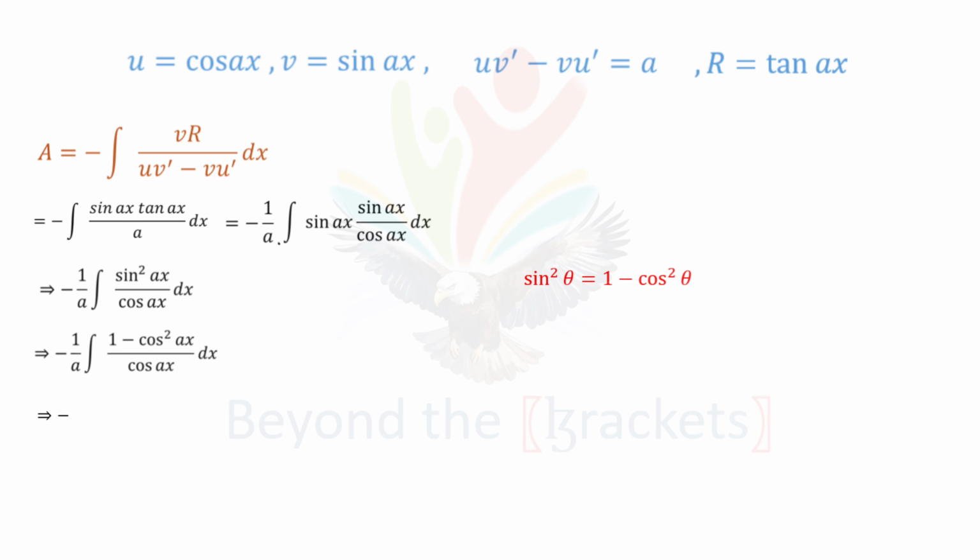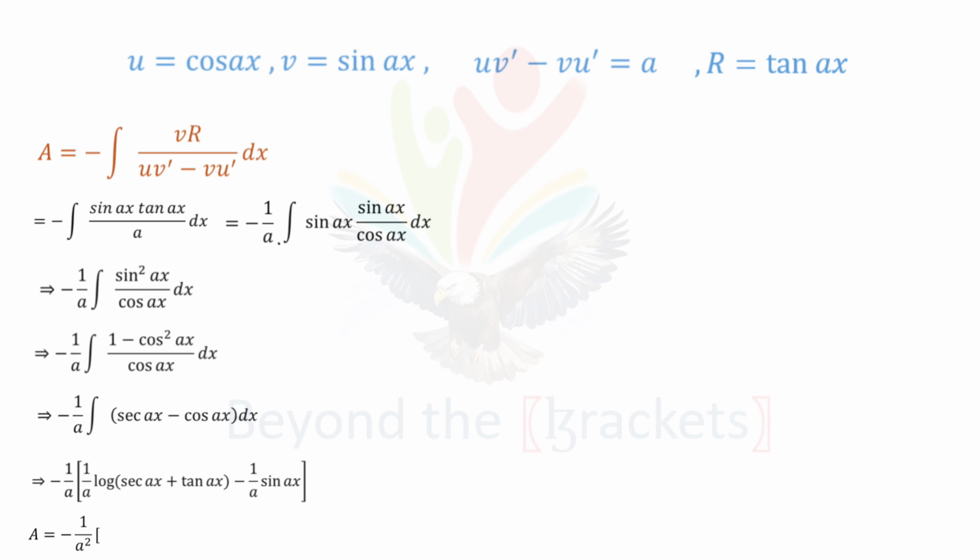Separating both the terms, 1 by cos ax can be written as secant ax minus cos square ax by cos ax can be written as cos ax. Integration of secant ax will be log of secant ax plus tan ax divided by a minus integration of cos ax will be sin ax by a. That gives the value of a.